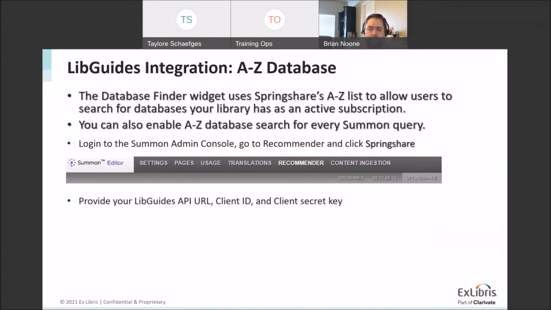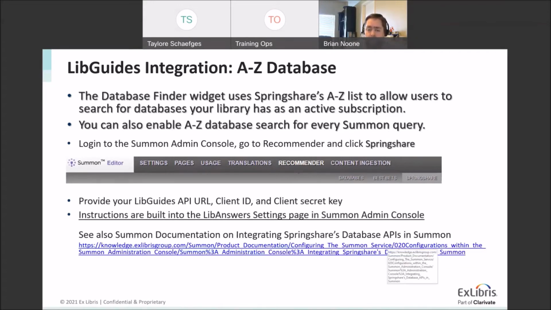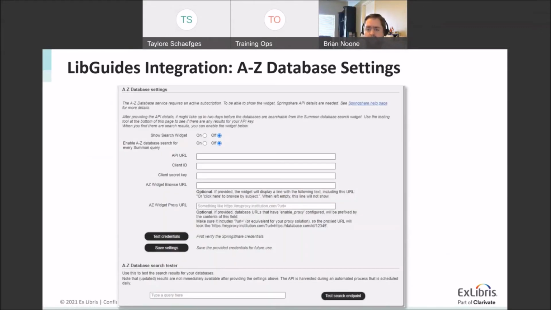Again, you're going to be prompted to provide some LibGuides details, API URL, client ID, and again, the instructions are actually built right into the settings, or you can consult our documentation as well. But as I showed earlier, here you can see some details about the A to Z settings. You can choose to show just the search widget or just enable A to Z database search or both.